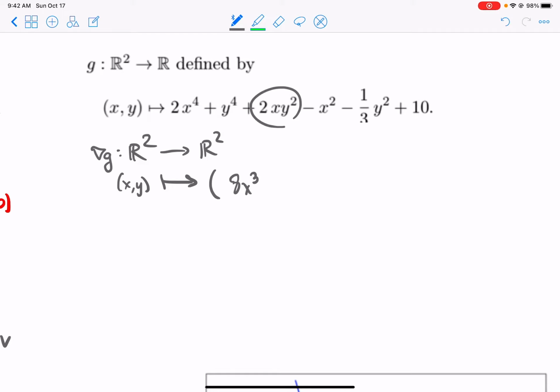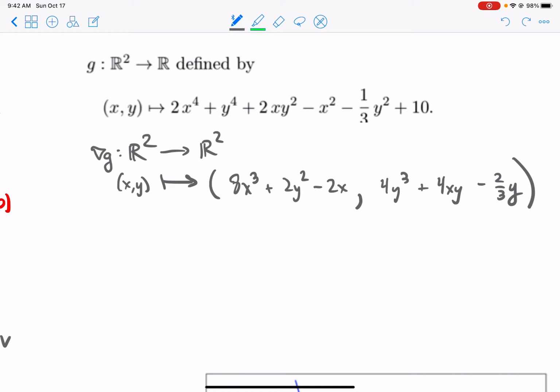0, this one gets a 2y squared, minus 2x, 0 and 0, comma. Now partial with respect to y, that'll give 0, 4y to the third, 4xy, 0, minus 2/3 y, and 0. Okay, so that's the gradient.